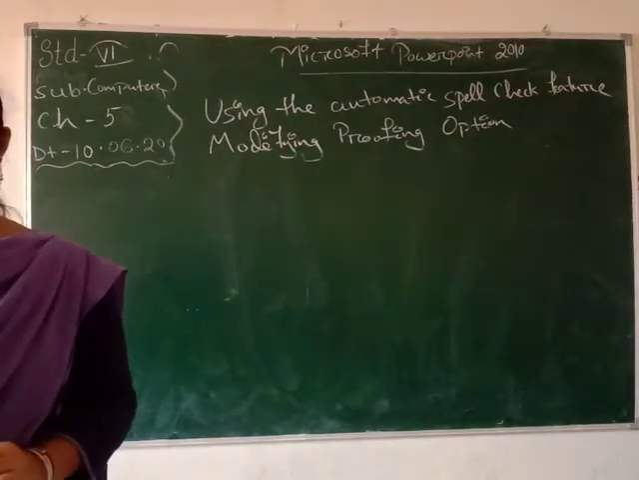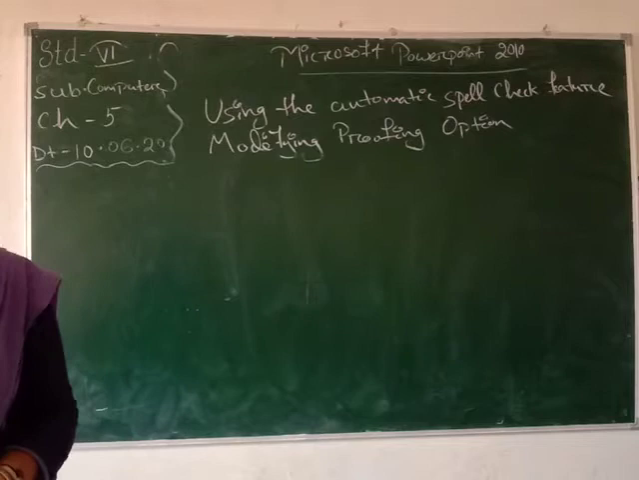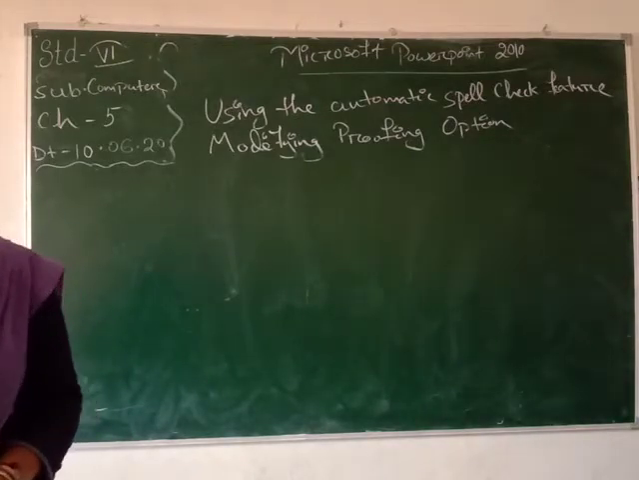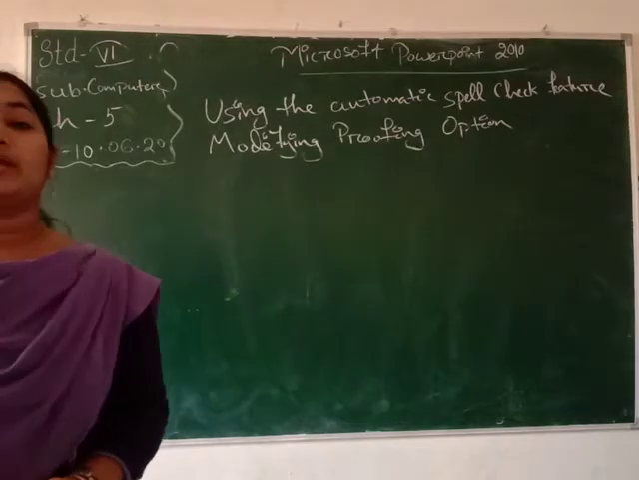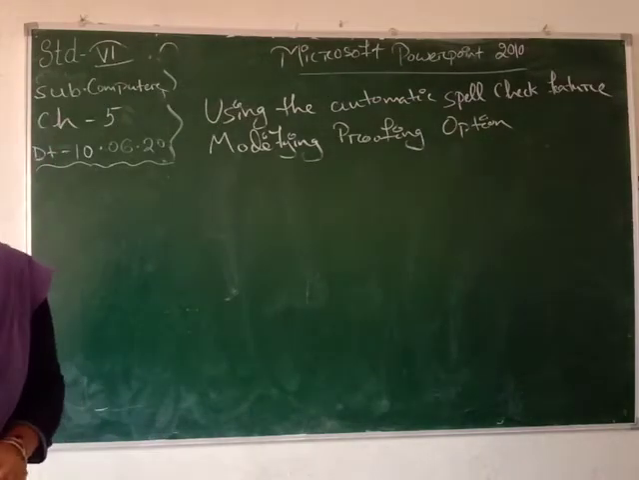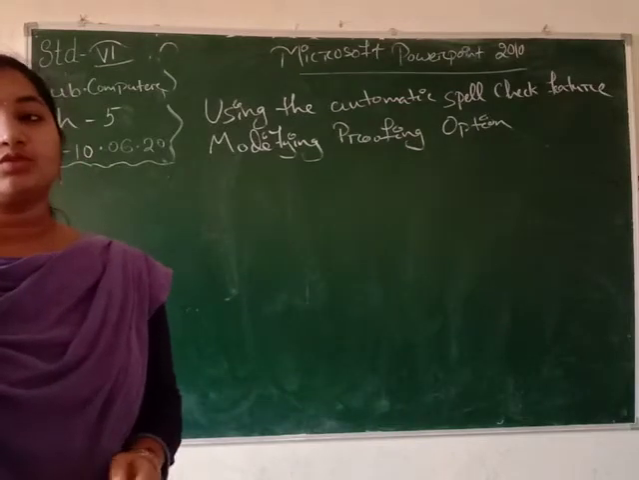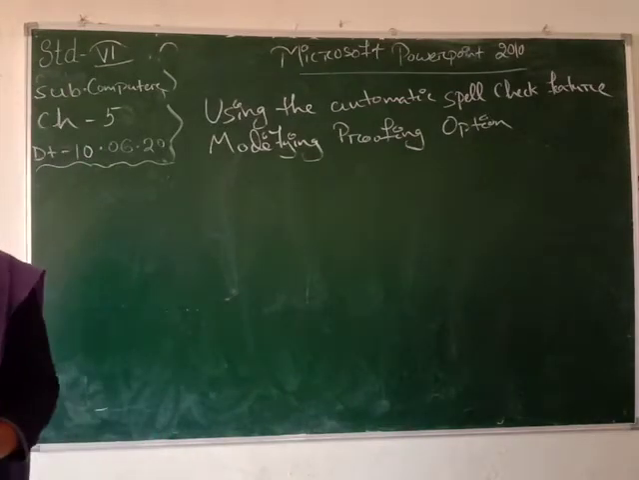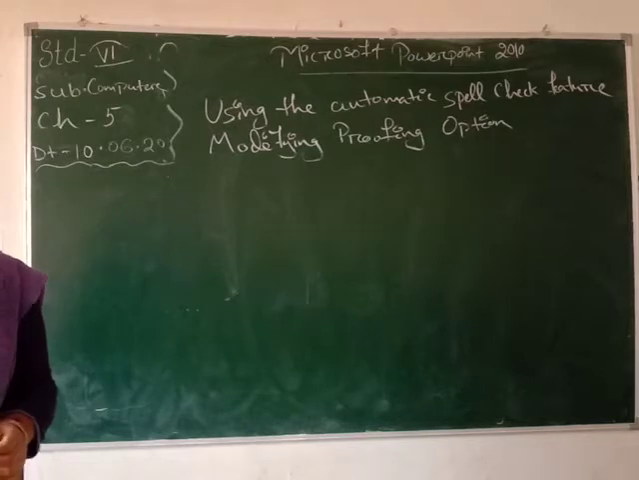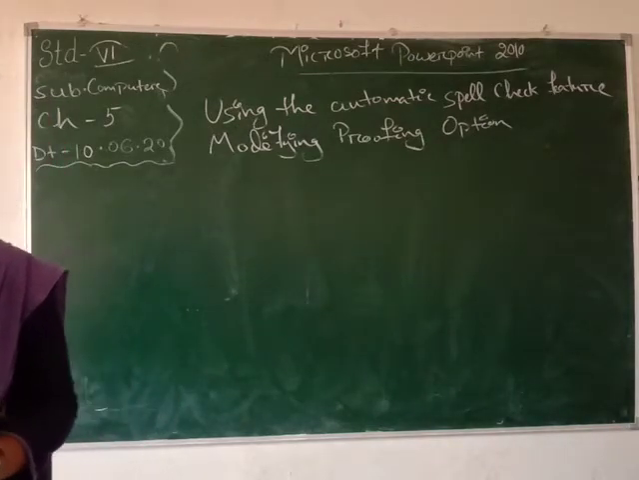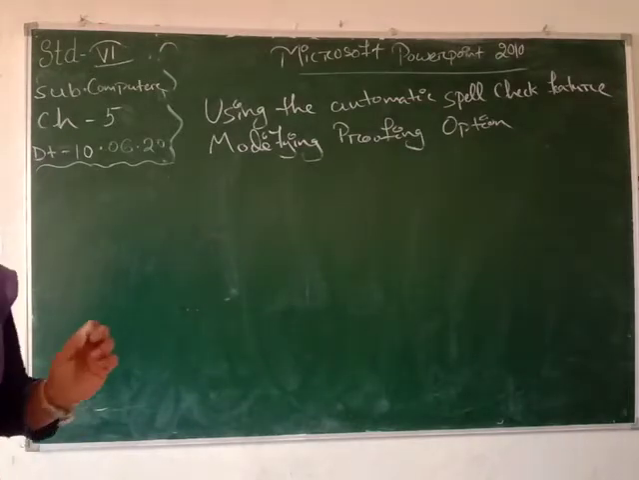For that, the first step is that from the Backstage view we have to click on Options. After that we have to select Proofing, and the PowerPoint Options dialog box gives us several options to choose from. In that we have to choose the right one. After that it will show some options.